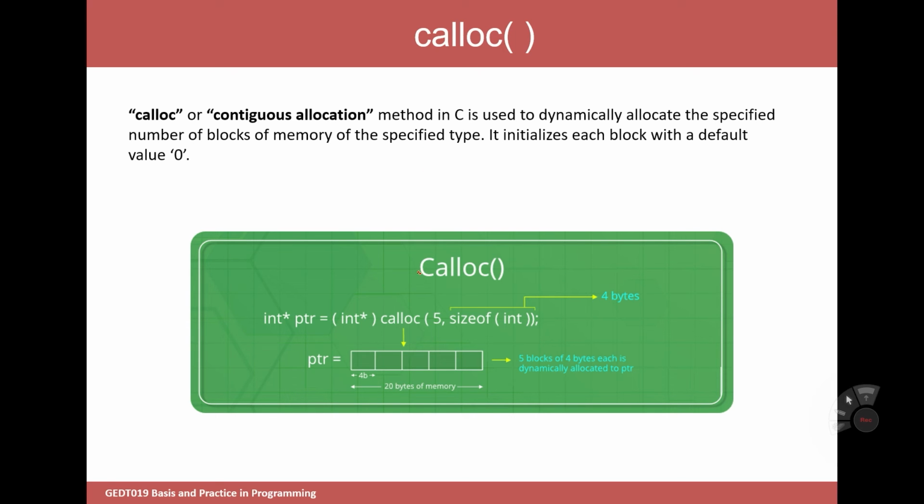If you see some code, this is why I'm mentioning this here. Maybe in some code you will find some programmers use malloc, okay? And some people use calloc, or contiguous allocation. It's continuous allocation, so either of them has the same functionality.